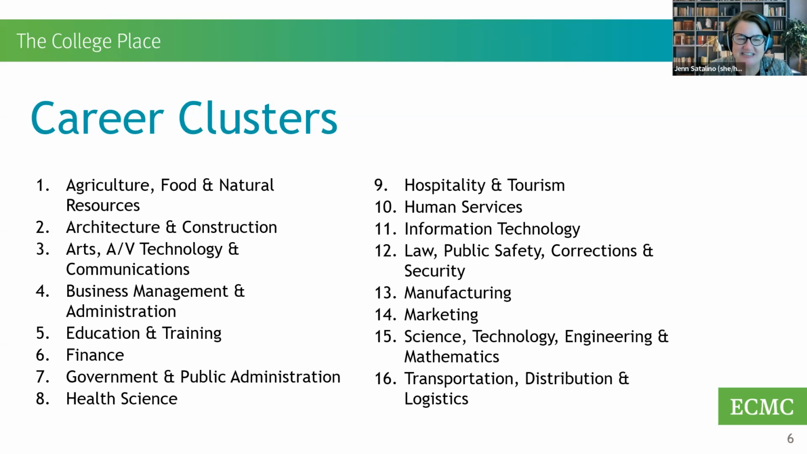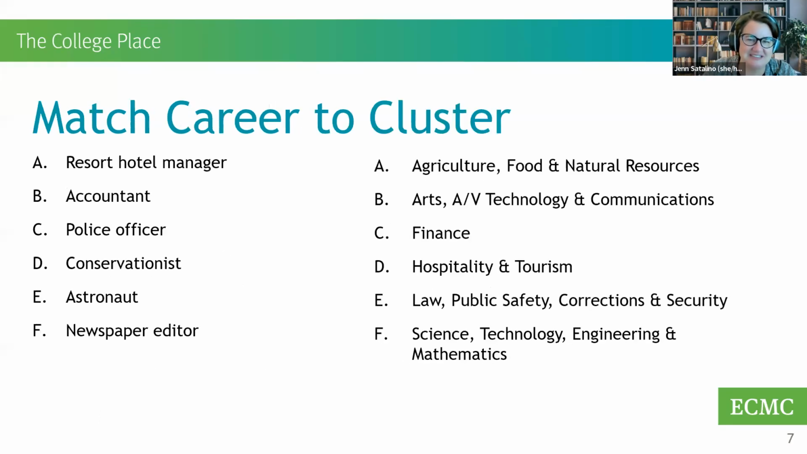Sixth is finance. Seventh is government and public administration. Eighth is health science. Ninth is hospitality and tourism. Tenth is human services. Eleventh is information technology. Twelfth is law, public safety, corrections, and security. Thirteenth is manufacturing. Fourteenth is marketing. Fifteenth is STEM, science, technology, engineering, and mathematics. And sixteenth is transportation, distribution, and logistics. These are just in alphabetical order, so don't think that there's anything surrounding the numbering system. We just alphabetized them for you.